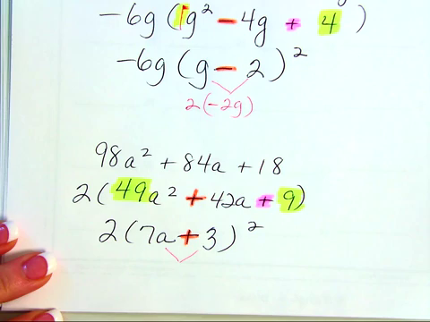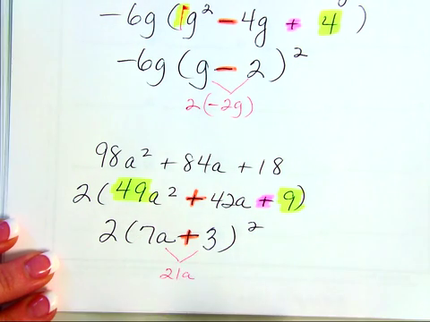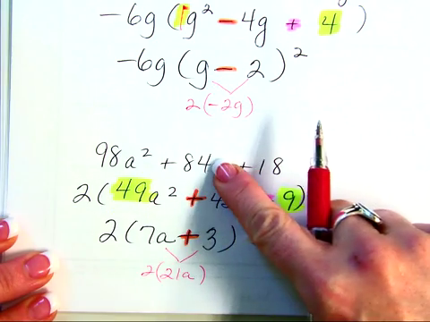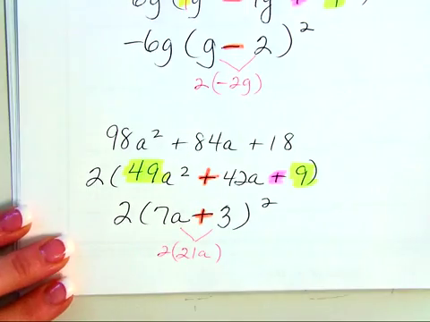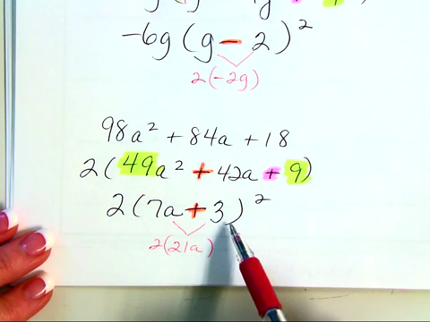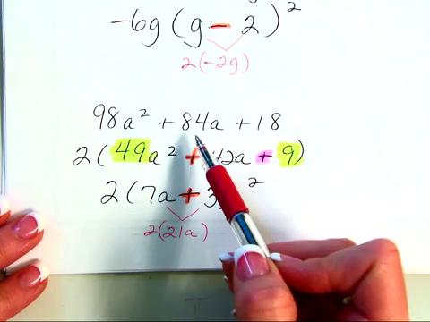7a times 3 is? Doubled is what? 42. Remember, I'm not trying to get the 84. The only thing I need this equation for would be to, okay, take 7a plus 3 times 7a plus 3. You'll get that. Then multiply it by 2, and you'll get that. And if you do, then you did it right. Okay?